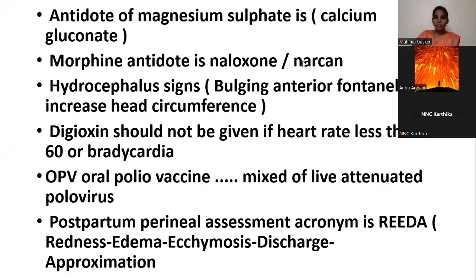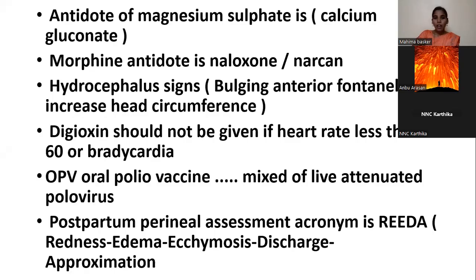Antidote of magnesium sulfate is calcium gluconate. Okay, antidote of magnesium sulfate is calcium gluconate. Don't forget. So when the patient has magnesium sulfate toxicity, we will give calcium gluconate. What is the morphine antidote? It is naloxone. Any opioid antidote? It is naloxone, otherwise called Narcan.